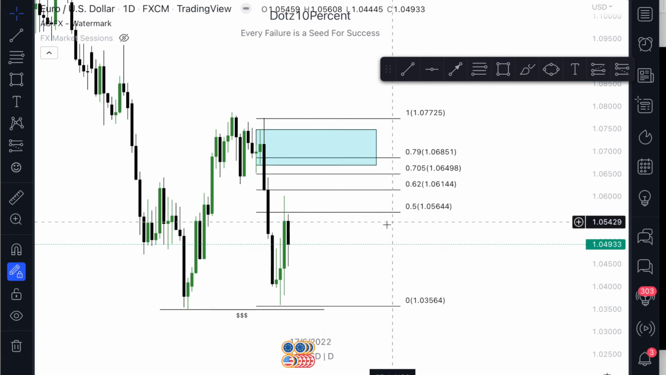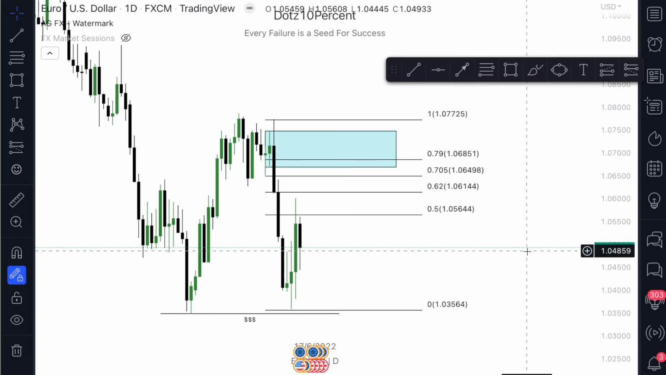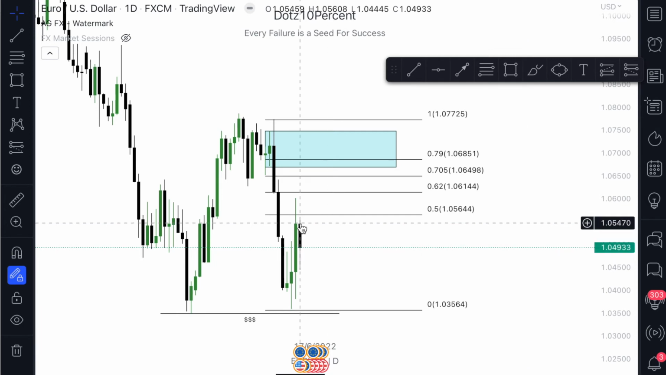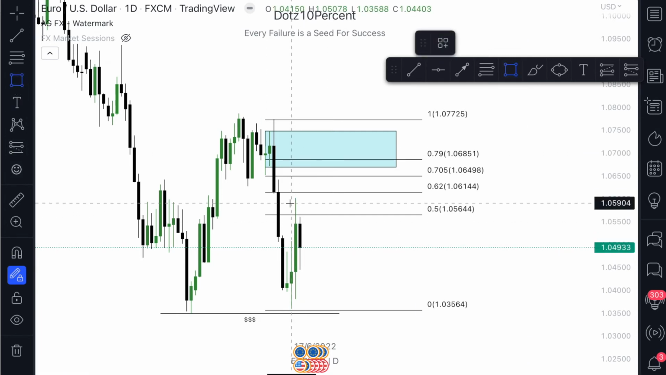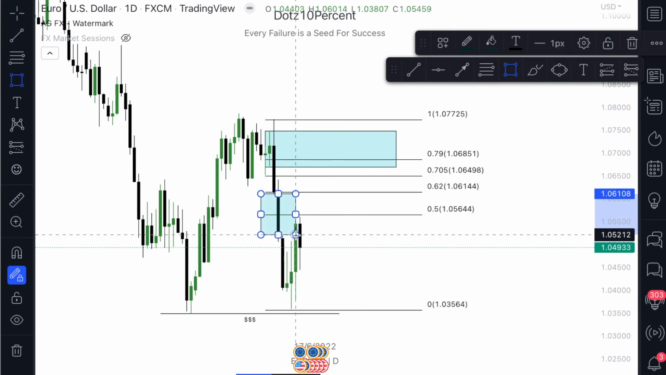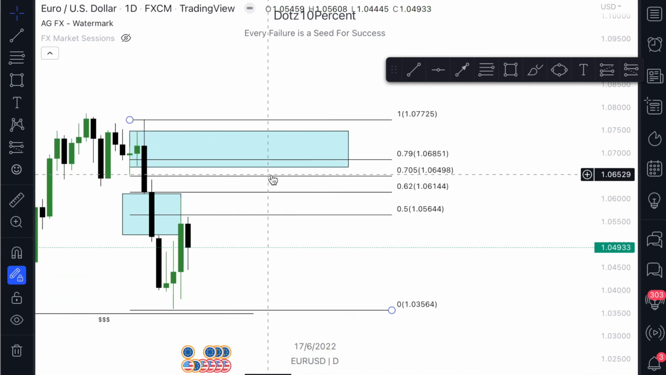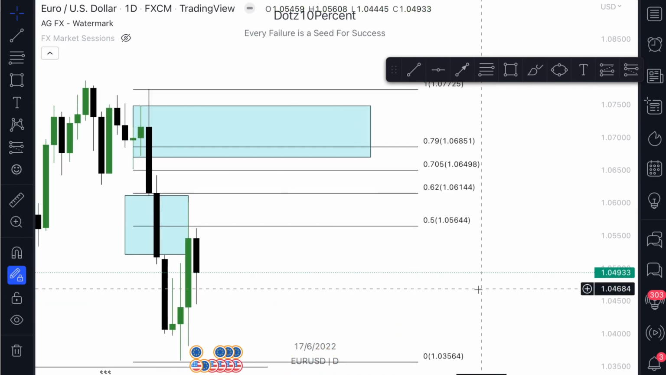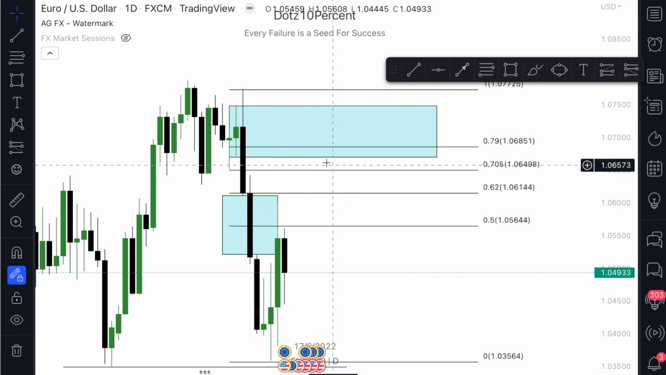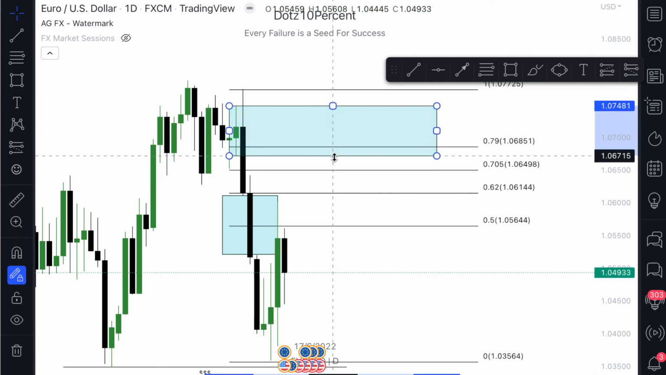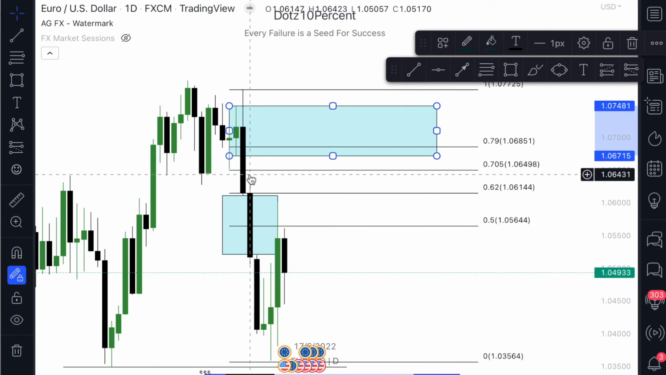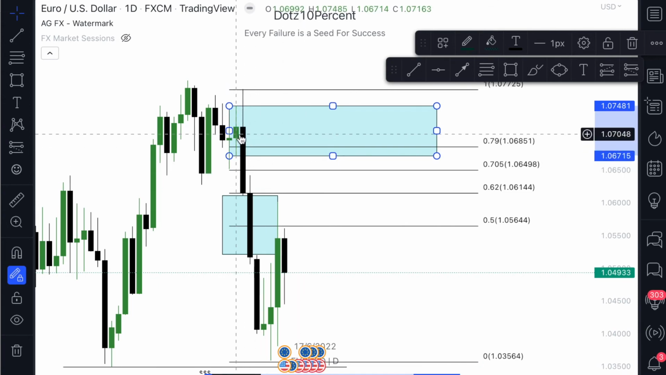And I have gone into the points of interest, right? So now that we have the context of the setup covered, we can come on to our points of interest. There was an imbalance from here to here. There is, rather, an imbalance here. I'm not going to mark this up, I'll just zoom in because it might get too crowded. But from this blue box to this wick here is an imbalance, right? And of course, this is our order block.